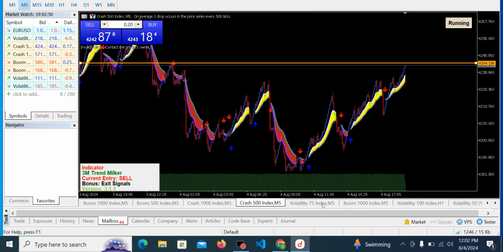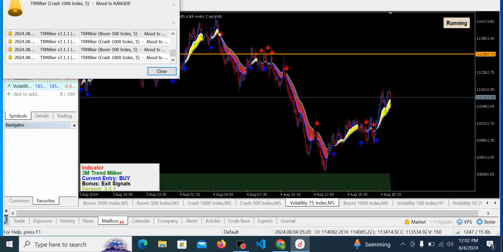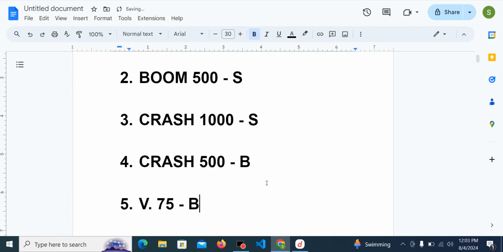Next asset is going to be V75. Let's check it out right away. V75 started a downtrend from here, till it got to the support zone, and it started a buy trend right from there, so it is buying at the moment. So this is going to be giving us more of a buying opportunity than a selling opportunity.